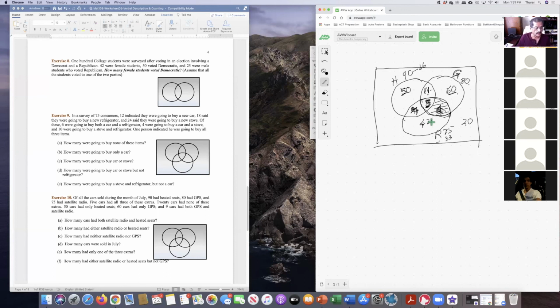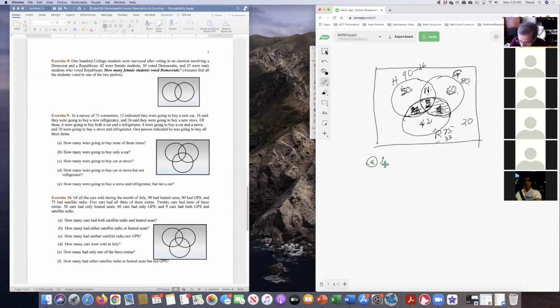How many cars had both satellite radio and heated seat? Radio and heated seat, how many? 24? 24 is this section. No, that's incorrect. How many cars had heated seat and radio? 29. The 24 plus 5. That's the intersection of H and R, all of that.